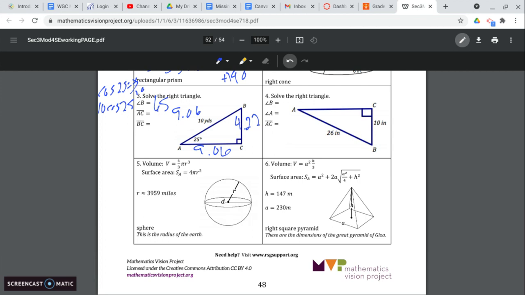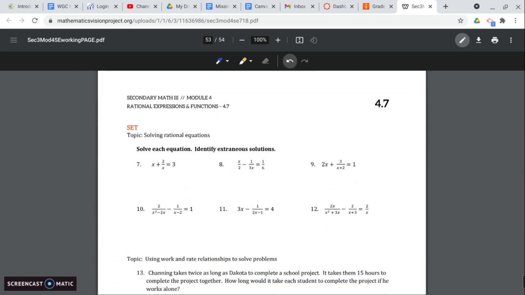You just are told the radius is 3,959. Plug that in for r. Type it all in your calculator. Same thing for surface area. For the pyramid, it tells you what A is, it tells you what H is. Just plug those in and you'll have your answers for those, okay?